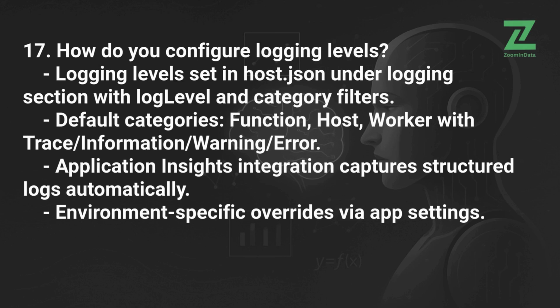17. How do you configure logging levels? Logging levels are set in host.json under the logging section with log level and category filters. Default categories: Function, Host, Worker with Trace, Information, Warning, Error. Application Insights integration captures structured logs automatically. Environment-specific overrides via app settings.